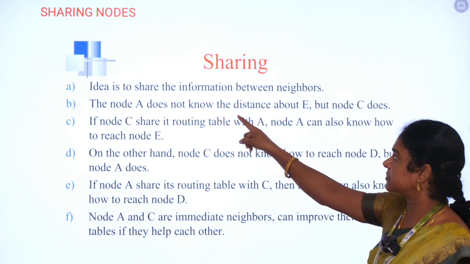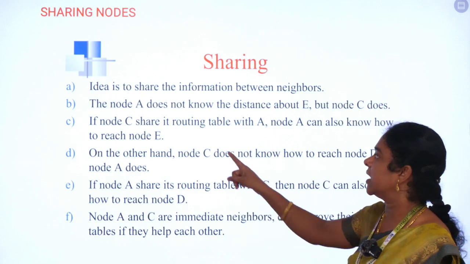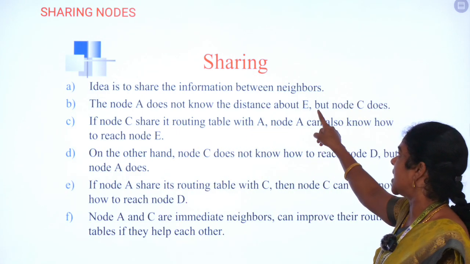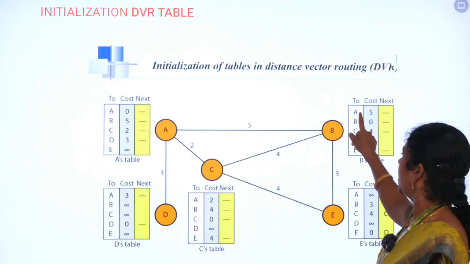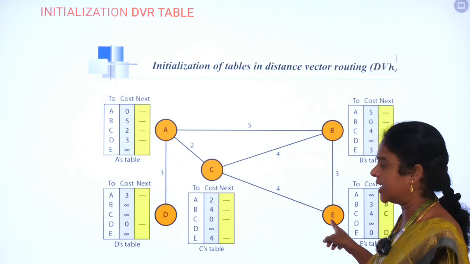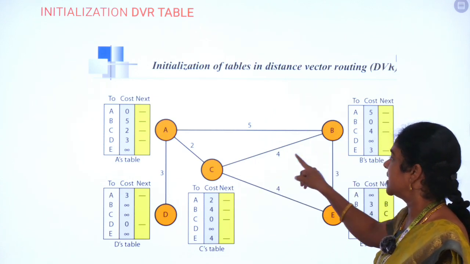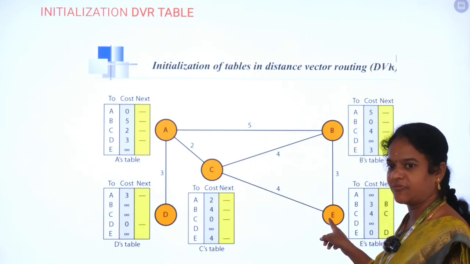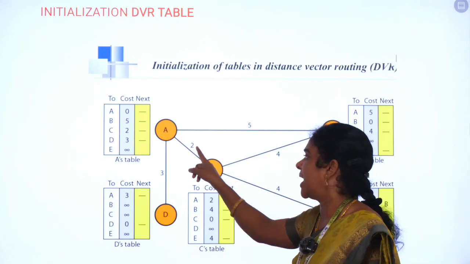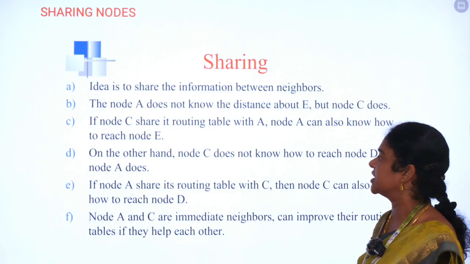In this one, the idea is to share the information between the neighbor nodes. In this example, node A does not know the distance to E because E is not a neighbor of A. But node C knows the distance to E. Now node A and node C share the cost. So this is the meaning of sharing.